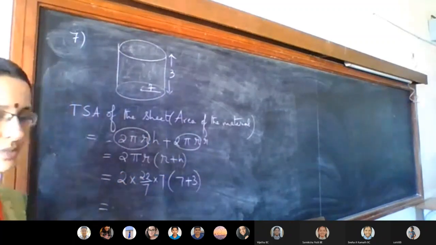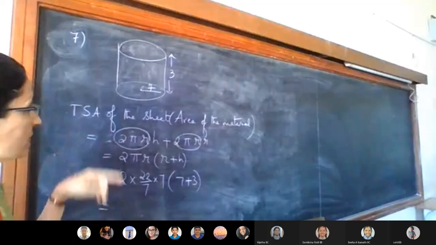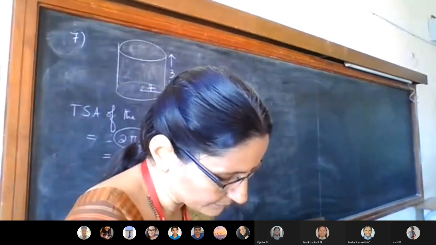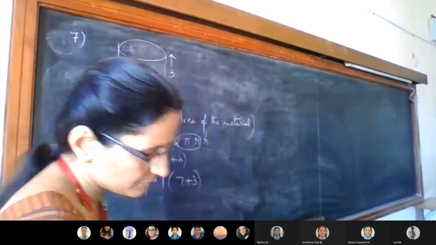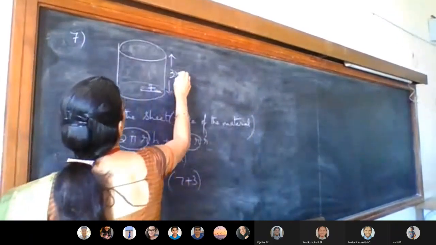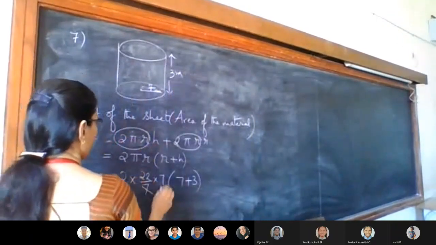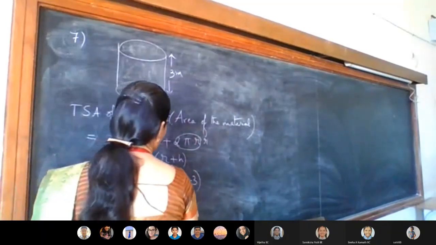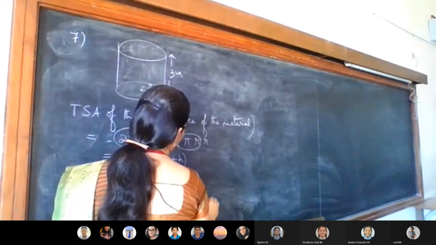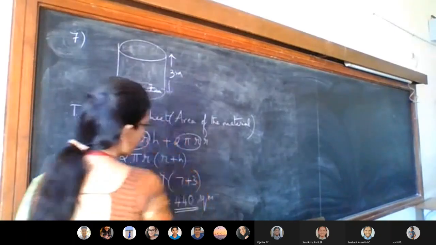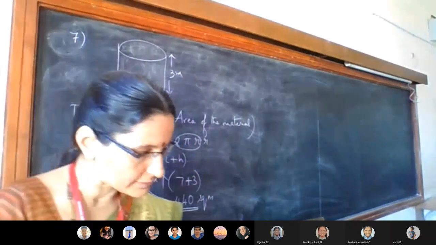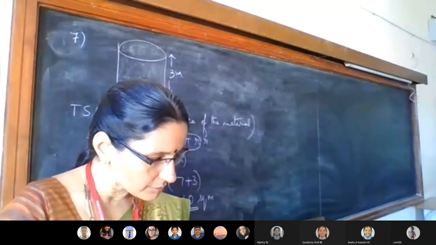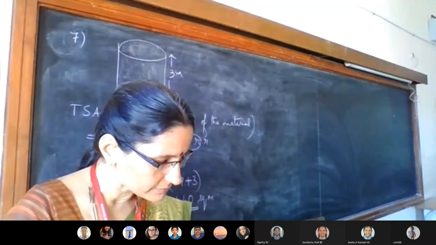Check whether all units are the same. Units are the same, no? 7 and 3. So we may get this as 7 and 7 cancel, 44 into 10, 440 square meter. This much of the metal sheet is needed. Only that is the question: how much of the metal sheet is required?